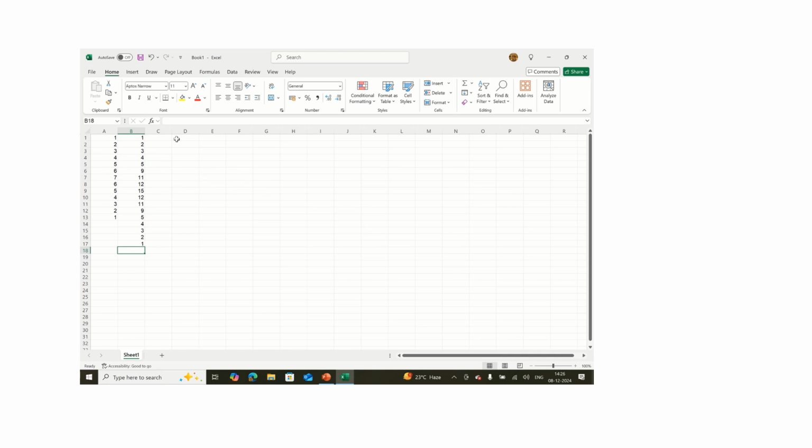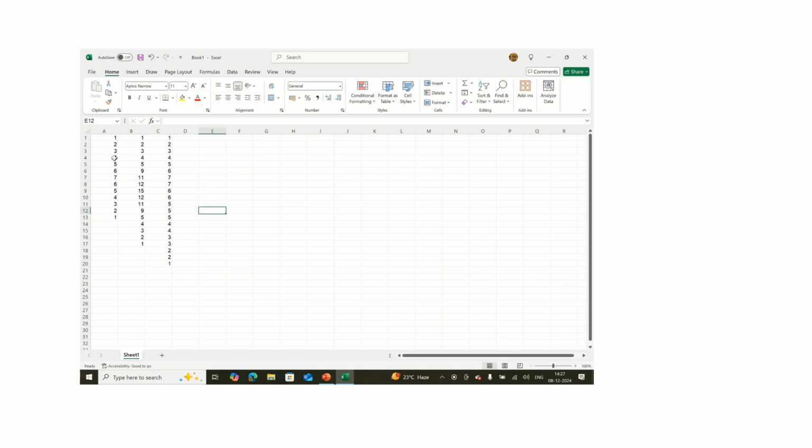Then let us give you values of a skewed distribution. 1, 2, 3, 4, 5, 6, 7, 7, 6, 6, 5, 5, 5, 4, 4, 3, 3, 2, 2, 1.